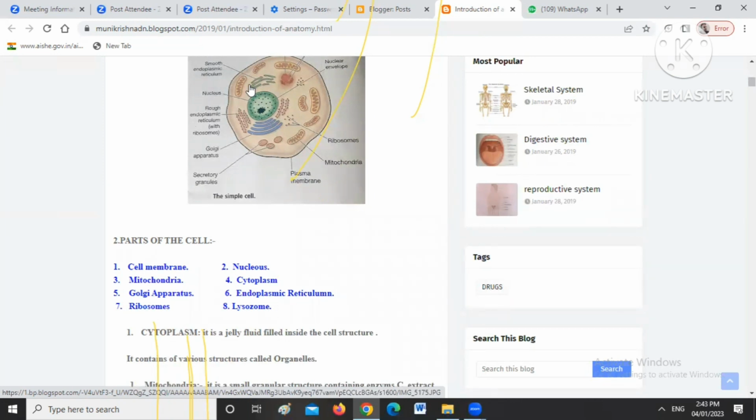Cell wall. Because of the cell wall, it is going to protect. Very good. The cell wall is going to protect all the organelles.